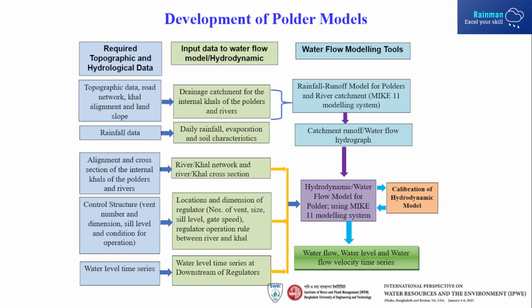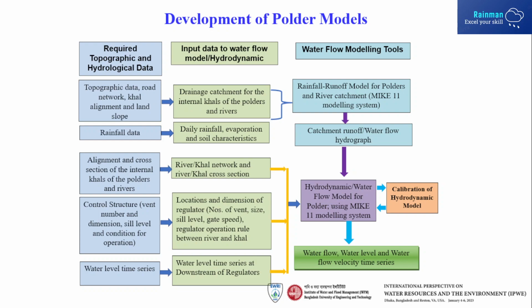And this result file is used in the 1D hydrodynamic simulation. So for the 1D hydrodynamic simulation, we need alignment and cross-section of internal canals of the polders, the alignment of the canals, which is actually a network file, and we have to prepare a cross-section file, and we have to give information of control structure like number of vent, vent size, and sea level, condition of operation, etc. And we have to provide a boundary file, and we have to provide an HD parameter file where Manning's number of the channels are to be included.